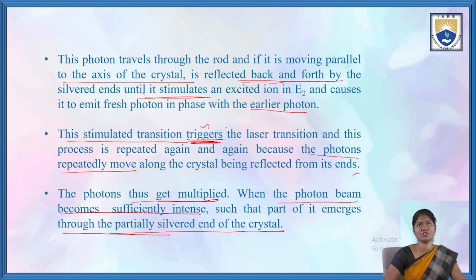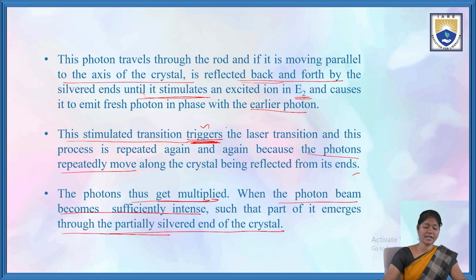The photon travels through the rod, moving parallel to the axis of the crystal. It is reflected back and forth because of the partially and fully polished surfaces of the ruby rod, the silvered ends, until it stimulates an excited ion in E2 and causes it to emit fresh photons.